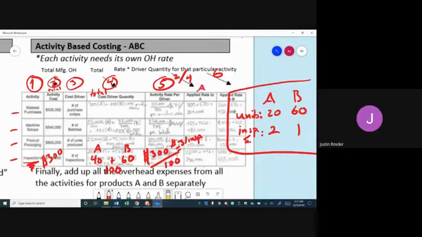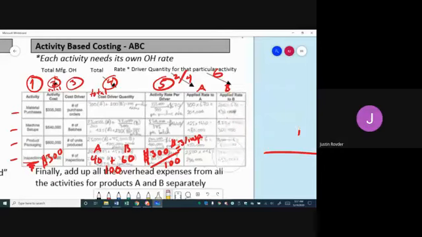Now, step 6 is broken into 2 parts. You want to apply that rate to product A and apply that rate to product B. Again, based off of step 5, we know that our rate is $3 per inspection. And we already figured out from step 4 that A uses 40 inspections. Therefore, A requires 40 times $3 per inspection. So A incurred $120 in overhead from inspections.